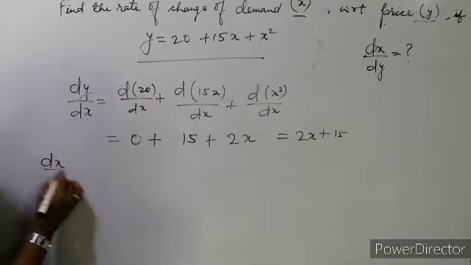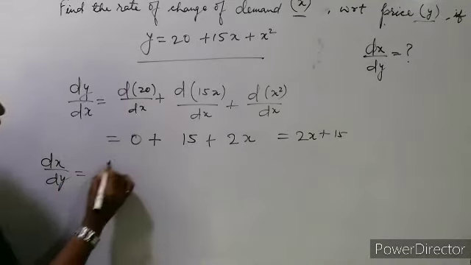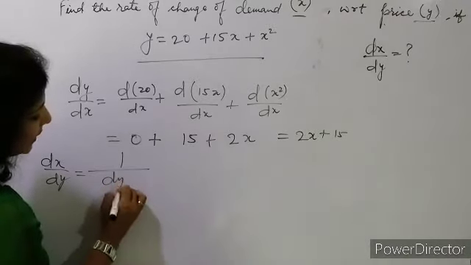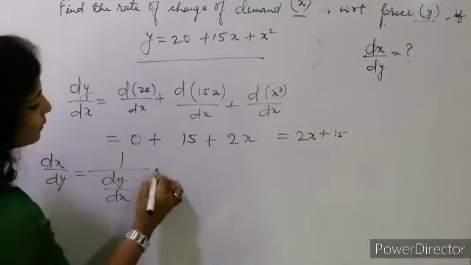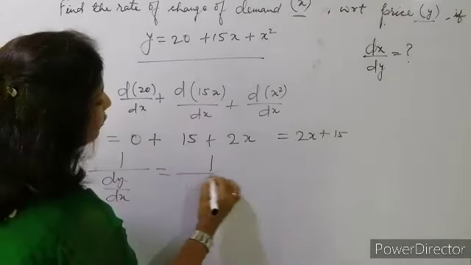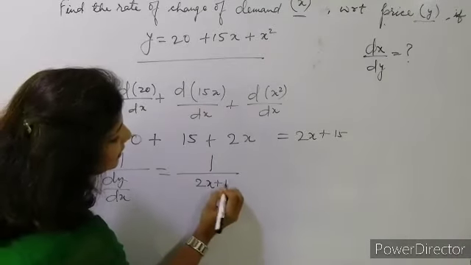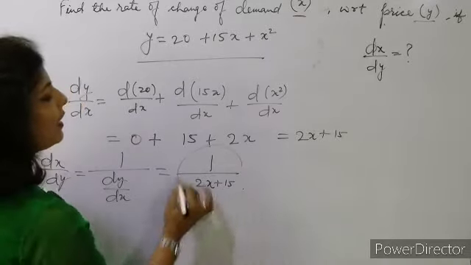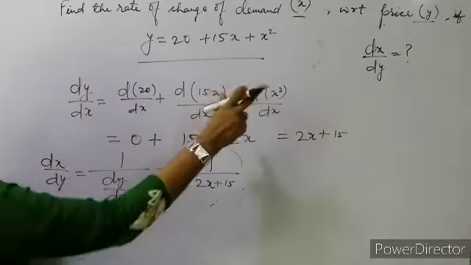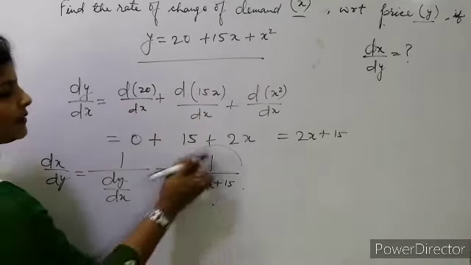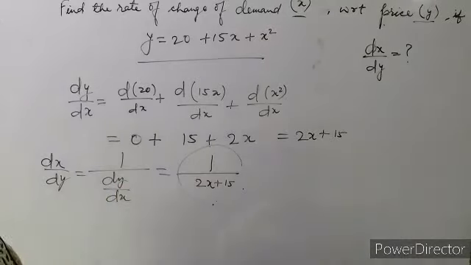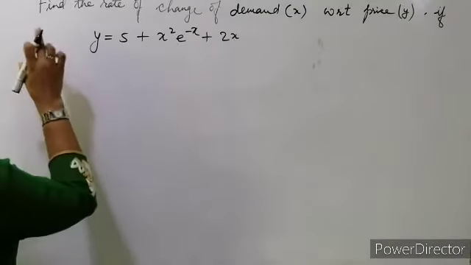Now dx upon dy will be equal to 1 upon dy by dx. So 1 upon, and what is the value of dy by dx? That is 2x plus 15. So this will be our answer. What we needed was dx upon dy, so this is the value of dx upon dy.